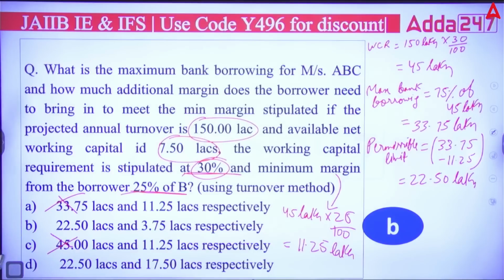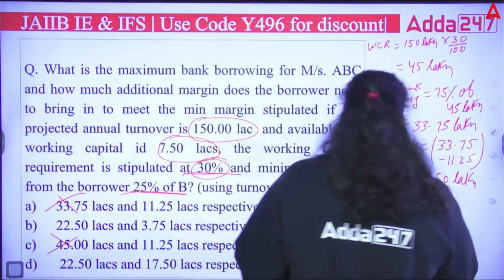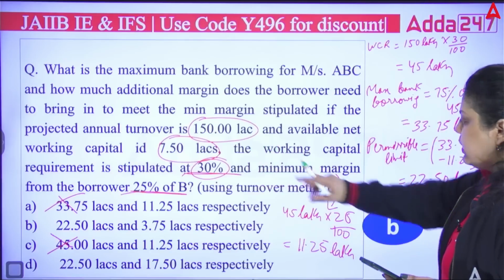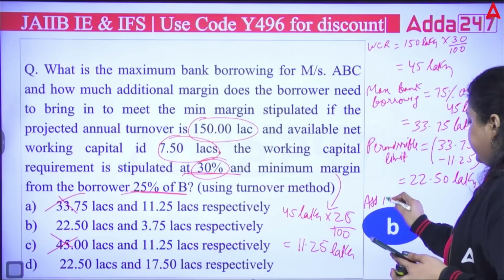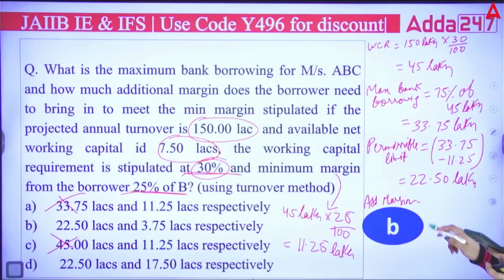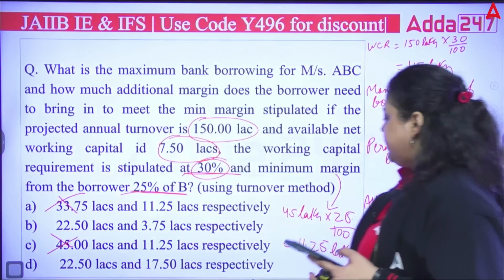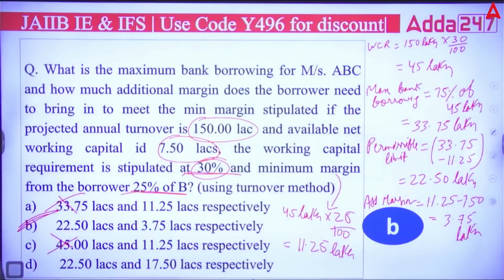Right? Now we have to calculate the second thing, that is the additional margin required. So what is the additional margin required? You already have 7.50. So 11.25 minus your 7.50 lakh gives you 3.75 lakh. So the right answer will be B. Okay, the right answer will be B.